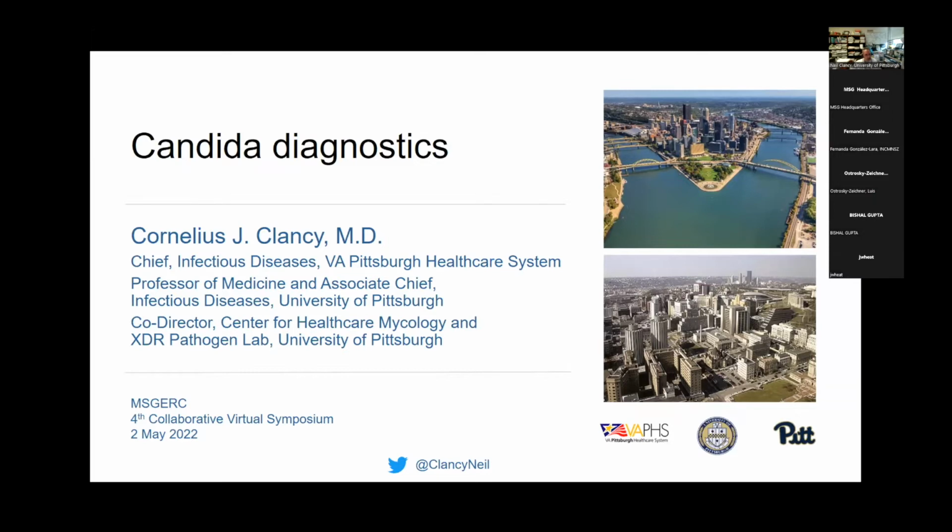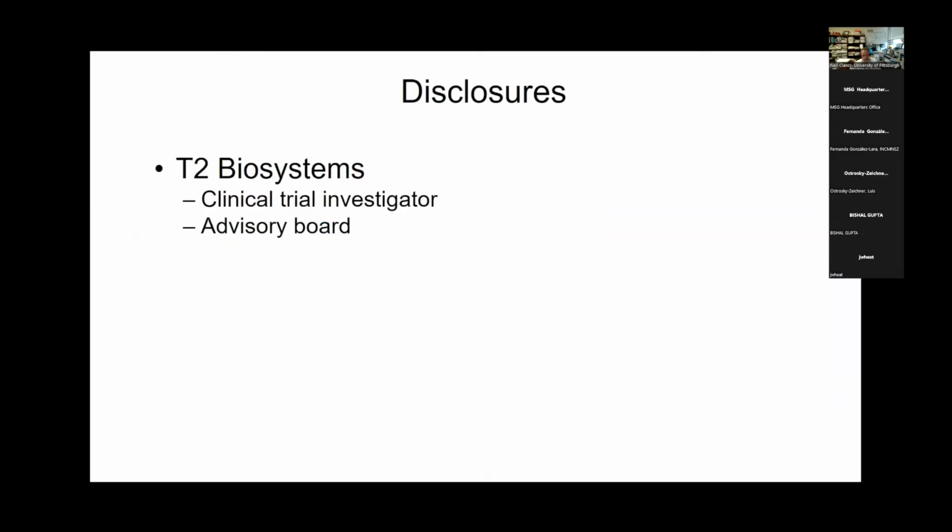I'll talk about Candida diagnostics. Is the slide advancing? It's not on my screen. There it is. Okay, just a quick disclosure. I will talk about the T2 Candida diagnostic test. I've been a clinical trial investigator and served on ad boards for T2 Biosystems.